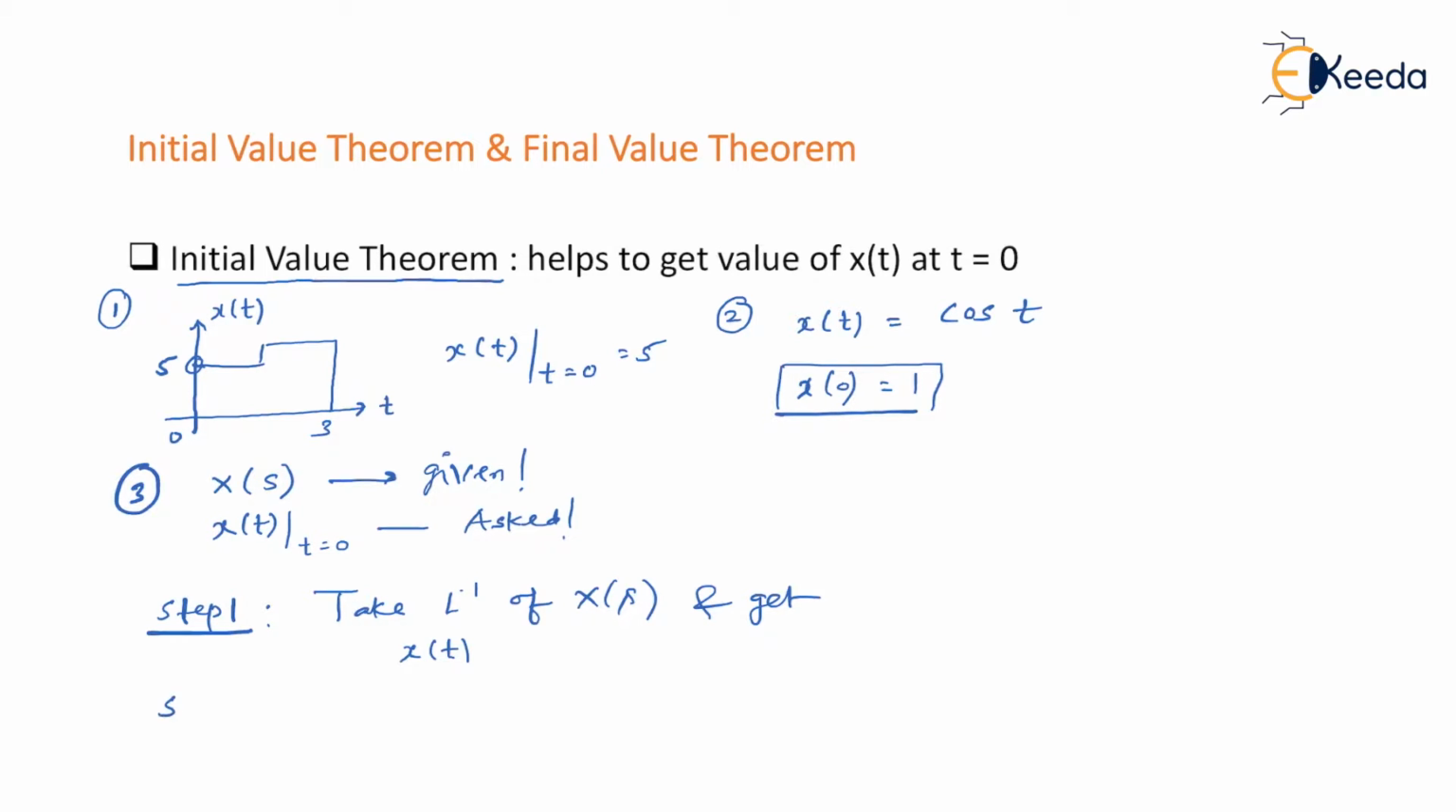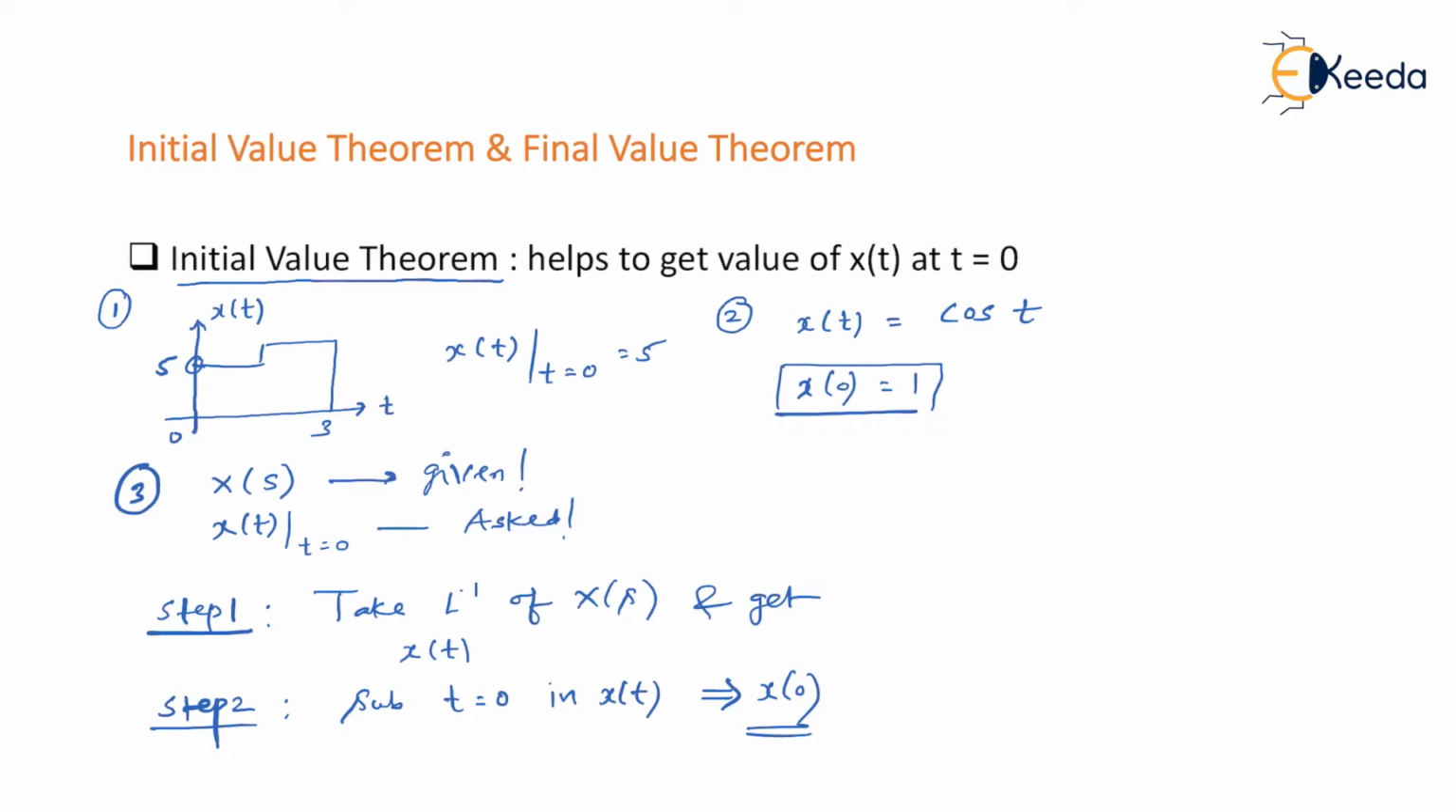Step number 2 is to substitute t equal to 0 in x(t), and therefore what you get is x(0), and x(0) is called the initial value. So the third way, when X(s) is given to you and they are asking you x(t) at t equal to 0, is to take the inverse Laplace of X(s), get x(t), and substitute t equal to 0 in x(t) to get x(0), where x(0) is called the initial value. If you don't want to follow this and still want to get it in the shortest time, then the solution is to use the initial value theorem.